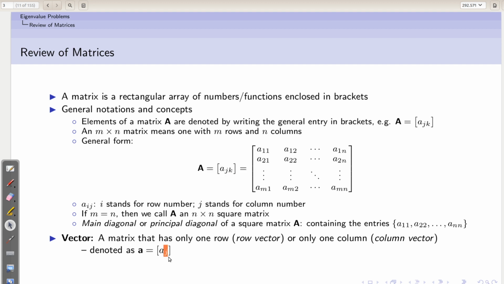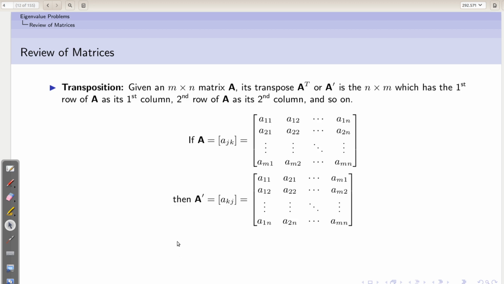Because it's understood. If there's only one index, it's understood. For the other one, there's only one possibility: either it is one row or one column.